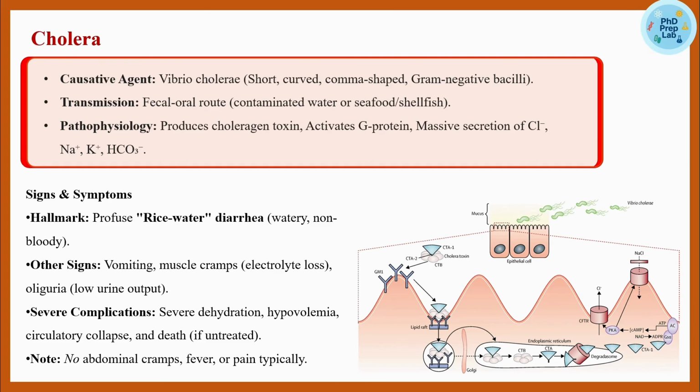The first hallmark symptom of cholera is rice-water-like diarrhea, which is very, very watery in nature. The stools are not bloody, they are just very watery. Other signs are vomiting, cramps, and loss of electrolytes, and severe complications could be dehydration or even circulatory collapse. And no abdominal cramps, fever, or pain is typically observed in the case of cholera.